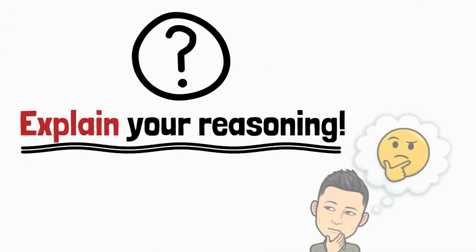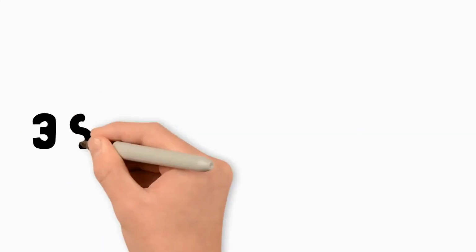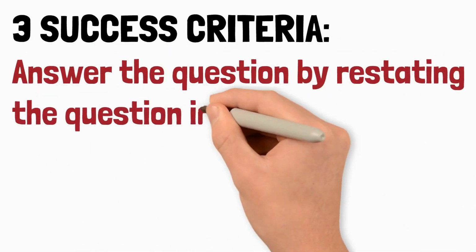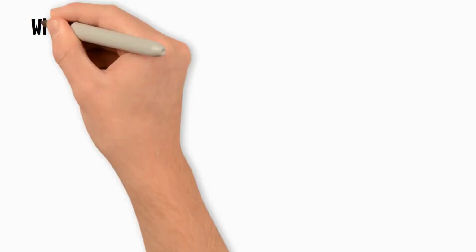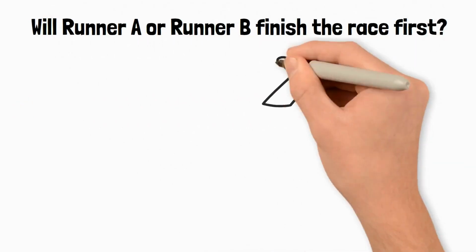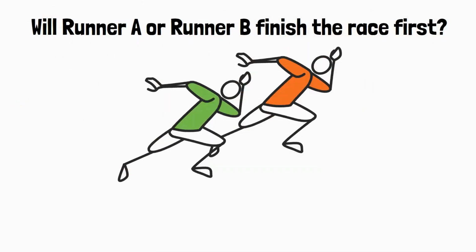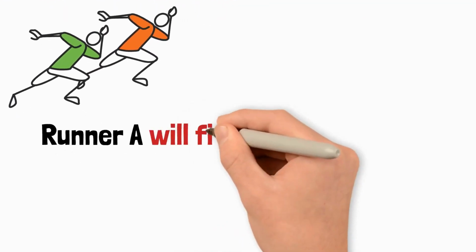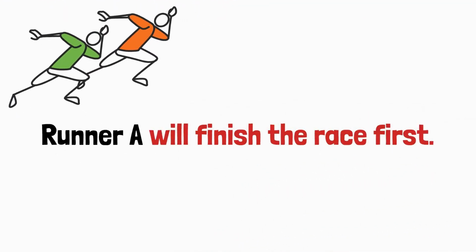So, what makes a great math explanation? Well, it should meet 3 success criteria. First, answer the question being asked by restating the question in your response. For example, if you're asked whether runner A or runner B will finish the race first, don't just write runner A. Instead, write runner A will finish the race first.